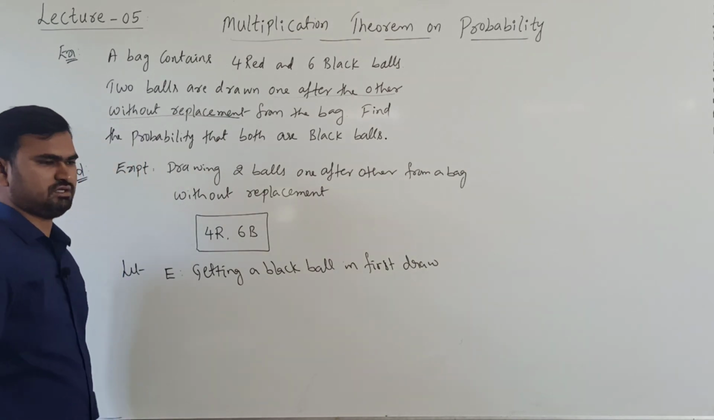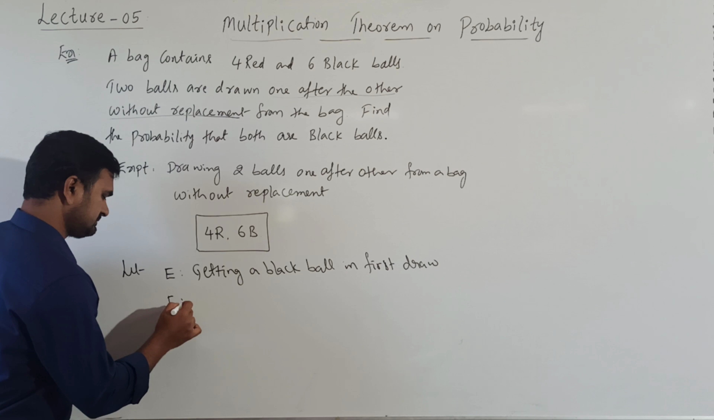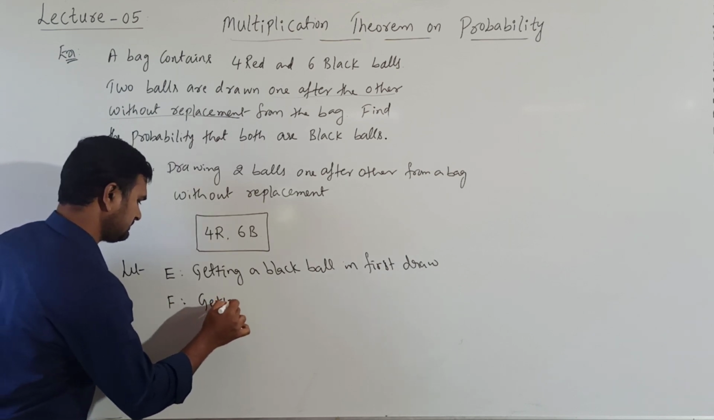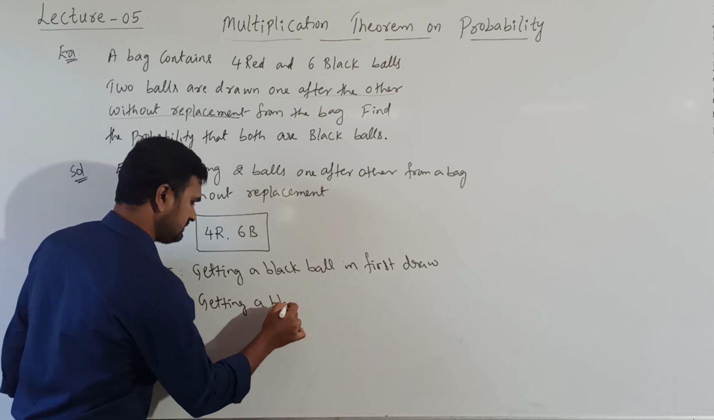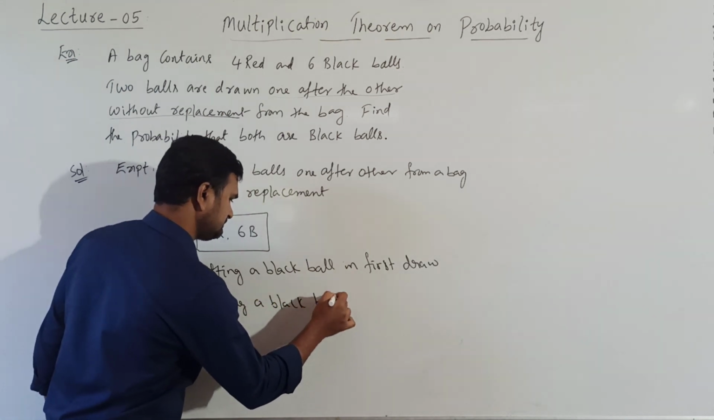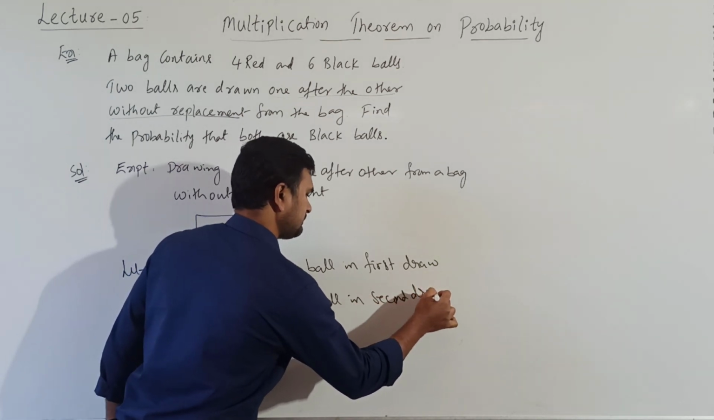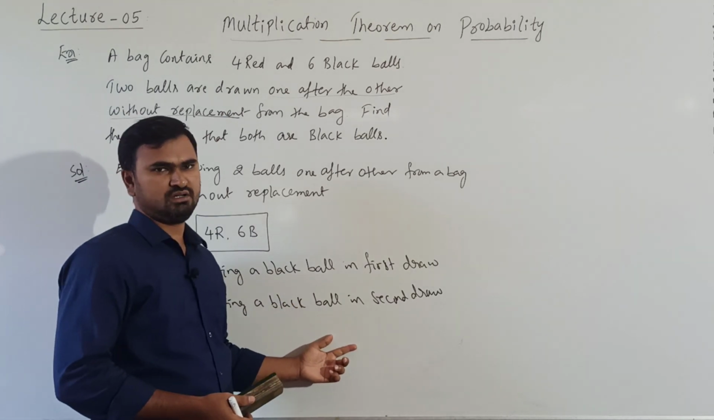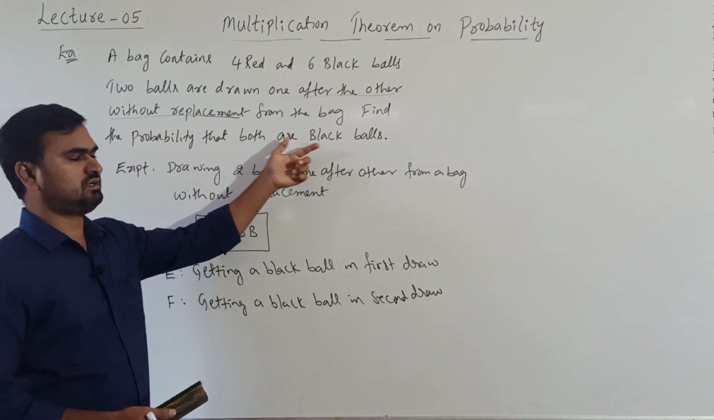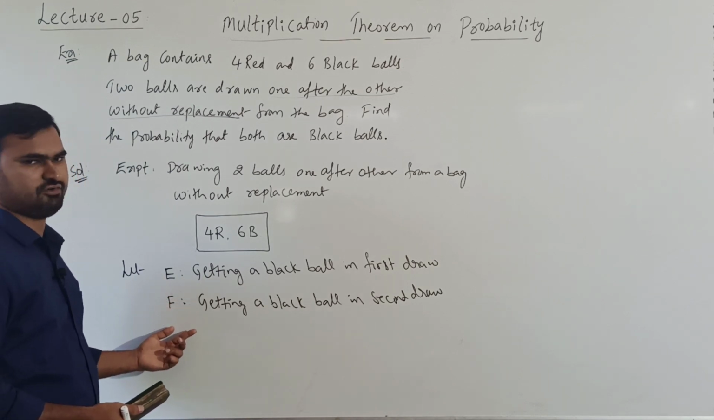Getting a black ball in the first draw. And F is the event getting a black ball in the second draw. So first draw black ball, second draw also black ball, then only we will get both are black balls. So these are the events E and F.